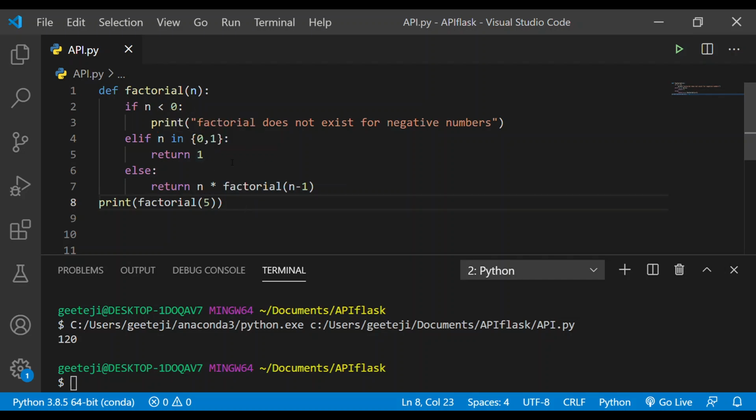And the third part is the hidden case. The hidden case is all the negative numbers. The factorial does not exist for negative numbers. So if we put in 5, we get the output 120.